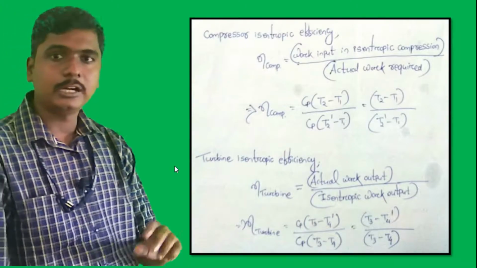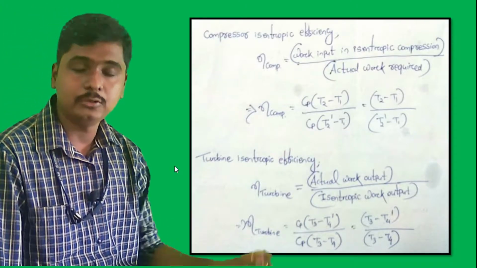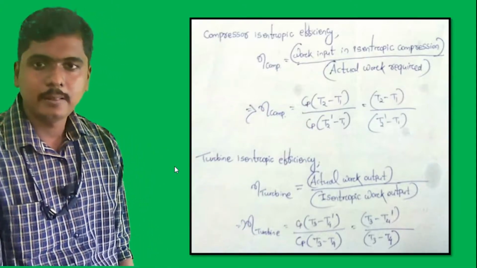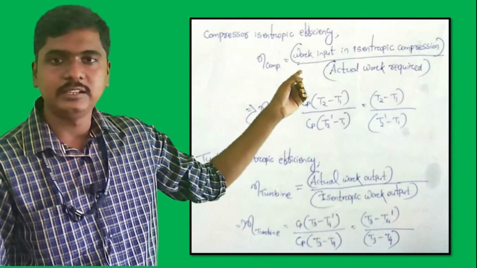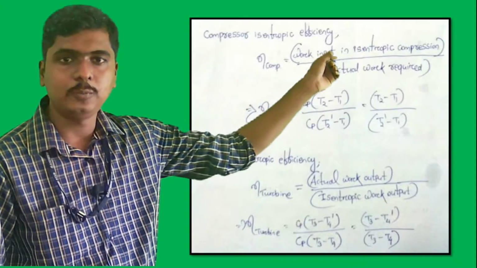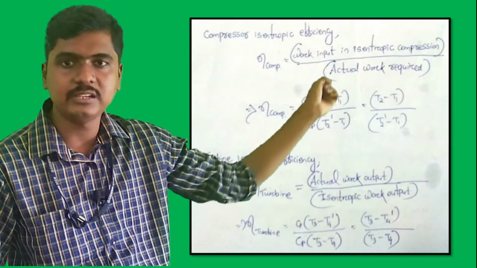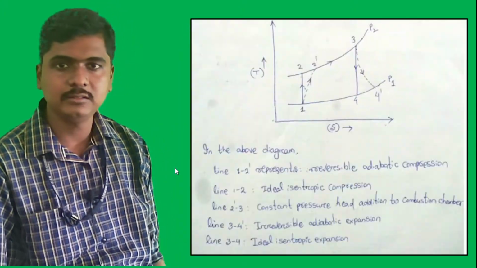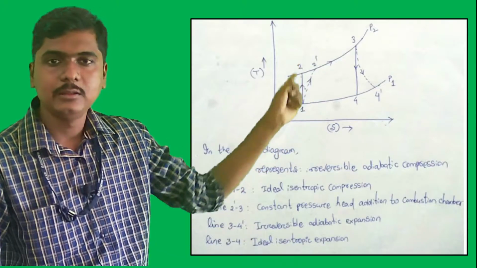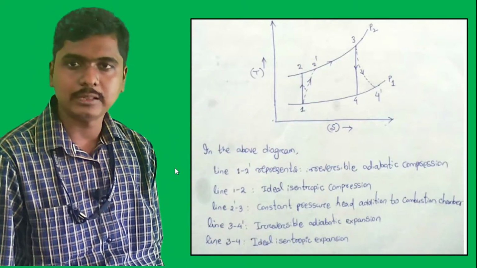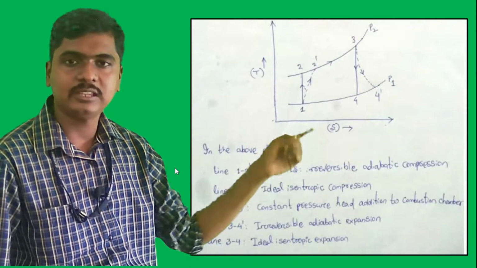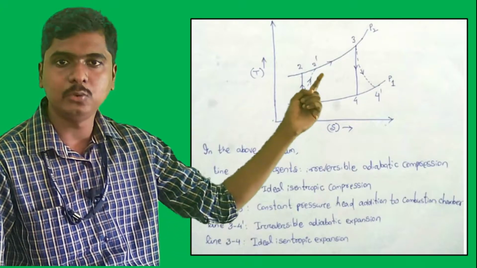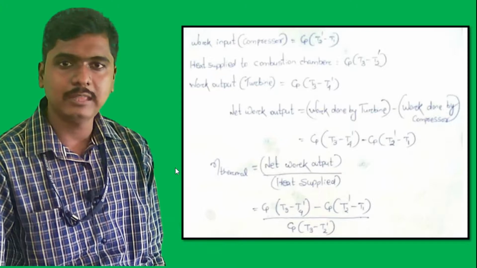The next one is the compressor efficiency. I told you compressor efficiency will be there and turbine efficiency will be there. Compressor efficiency is the ratio of the isentropic or ideal compression process divided by the actual compression process. 1 to 2 is ideal, 1 to 2 dash is actual. The ideal process is Cp into T2 minus T1, and the actual is Cp into T2 dash minus T1. That thing only I have written.